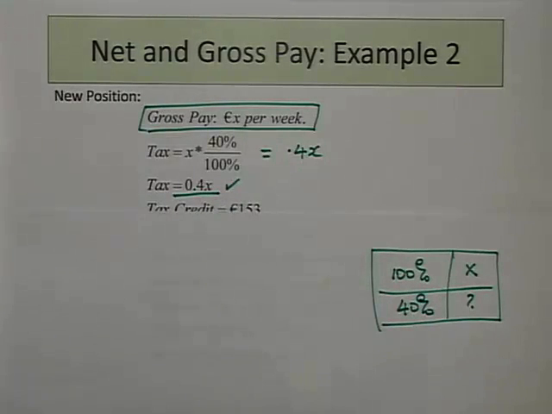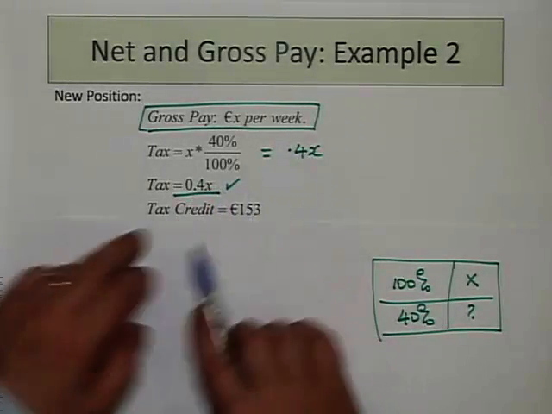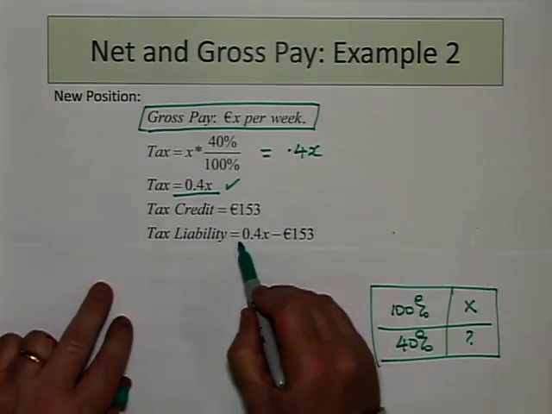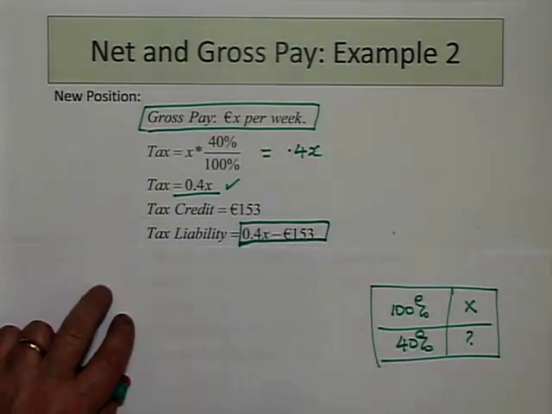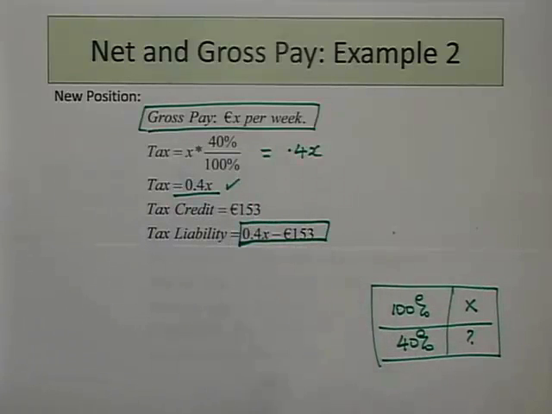Now, we're in the bracket here that he's on the higher rate at 40%, and he gets a tax credit of 153. So even if his tax is 0.4x, he'll actually be allowed to reduce that. So his overall tax liability is going to be 0.4x minus the 153 credit. So he's not as badly off as he was before the credit.